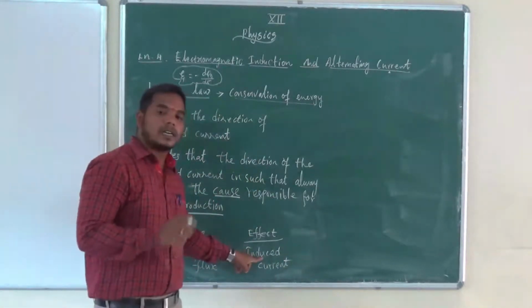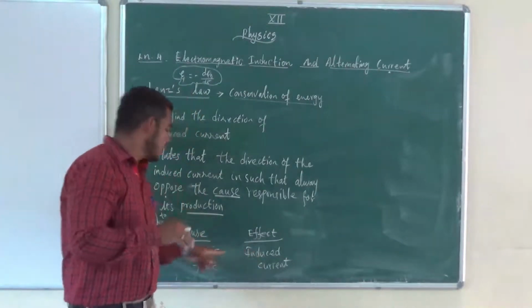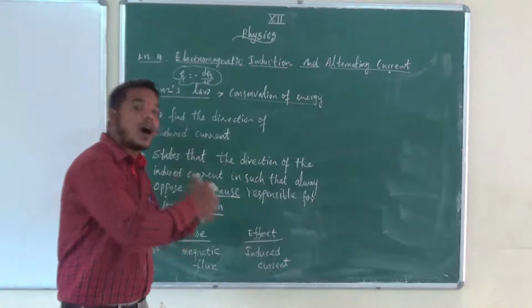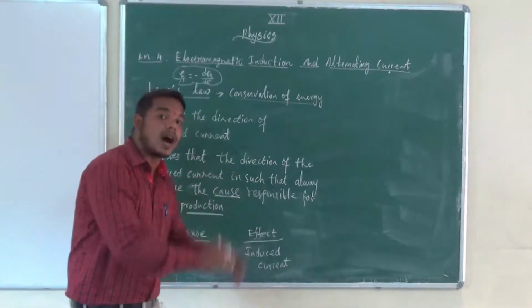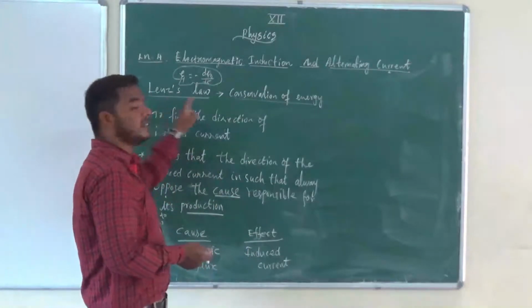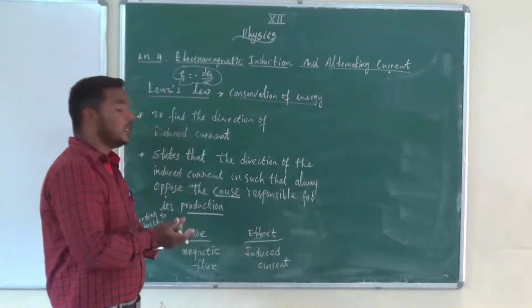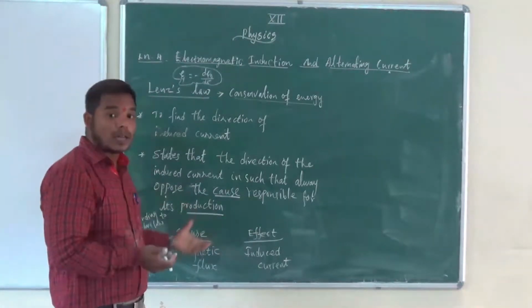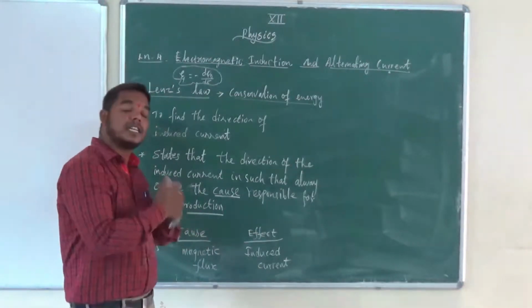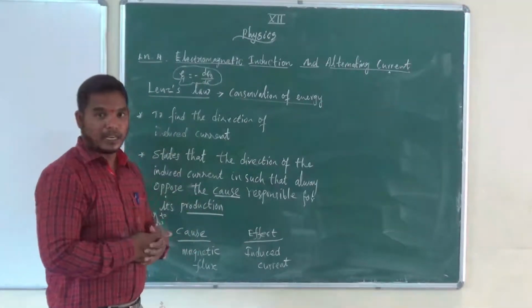The induced current always opposes the change in magnetic flux, whether the flux is increasing or decreasing. This is denoted by Lenz's law. This is the cause and the effect. How the induced current opposes the cause, that is, the increase or decrease of the magnetic flux, we will see experimentally.